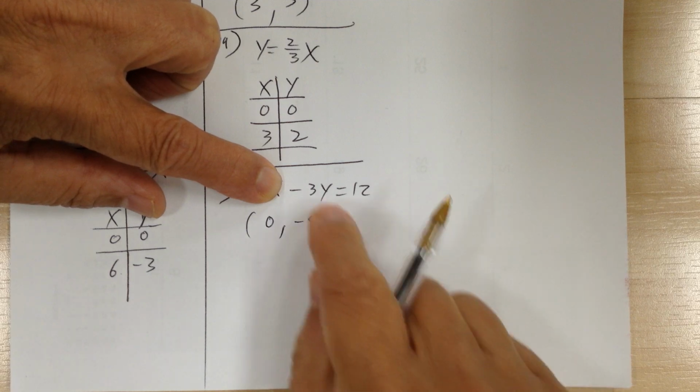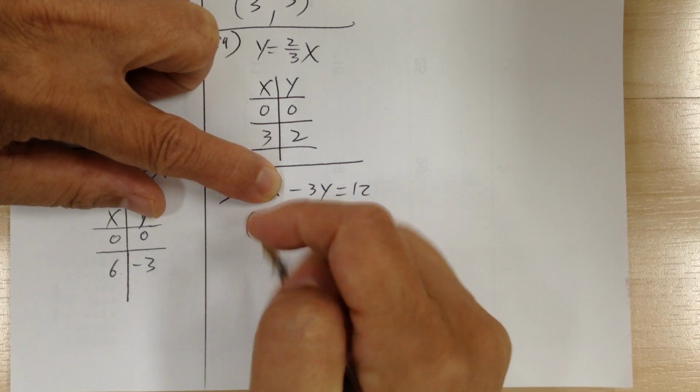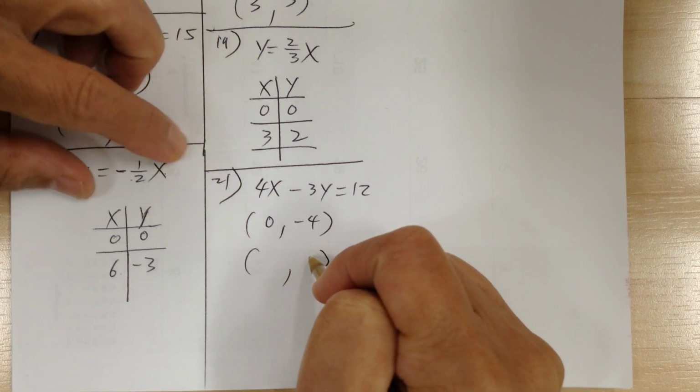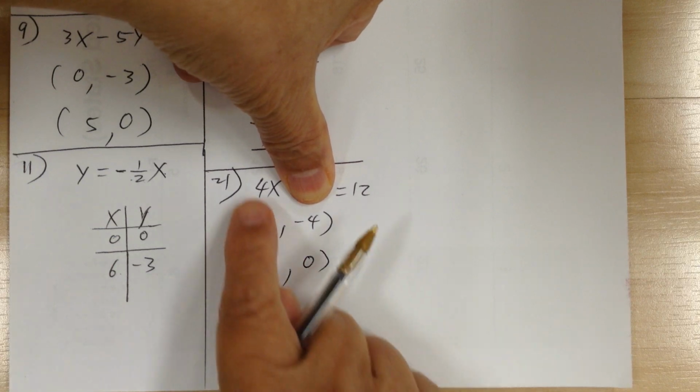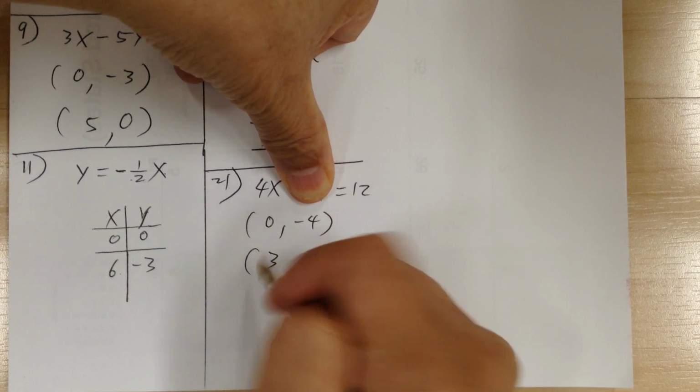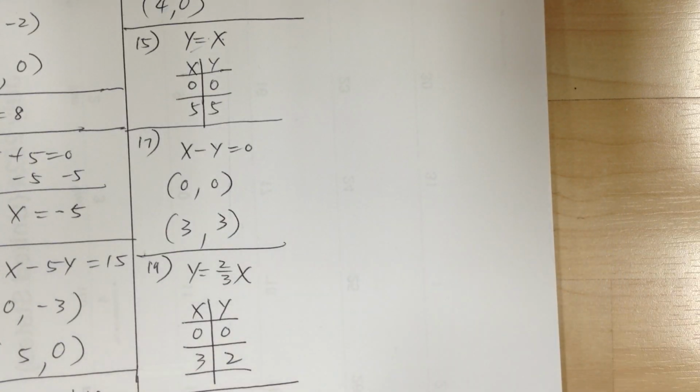Again, you can do a quick check. -3 times -4 will give you 12, right? So that's the y. Then you do the opposite. You make y equal to 0. So when y equal to 0, this is gone. And so over here, you need to get 3. 4 times 3 give you 12. Okay, so let's go and graph the next one.